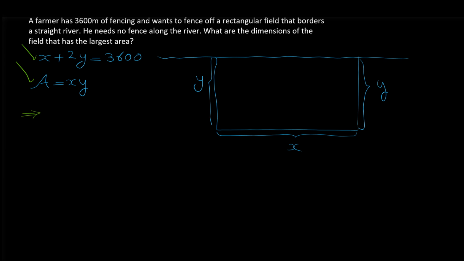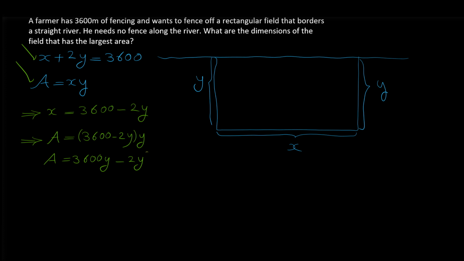From our constraint, x would be 3600 minus 2y. If we use our constraint and we replace x in the area with 3600 minus 2y times y, the area would be 3600y minus 2y squared.